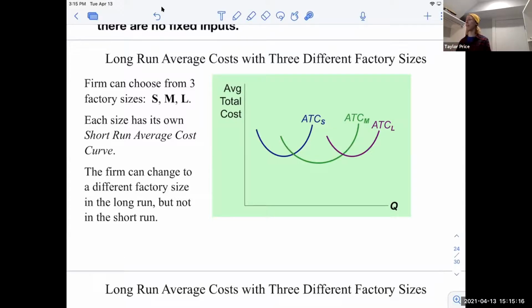So when they increase their factory size, that's going to move their average total costs from the small to the medium. And then if they increase the factory size even further, that's going to move their average total cost from the medium to the large. Each one of those factory sizes has its own unique average total cost curve, just because as you change the size of something, that changes your costs and your ability to produce a certain quantity. So just kind of that distinction there as well.